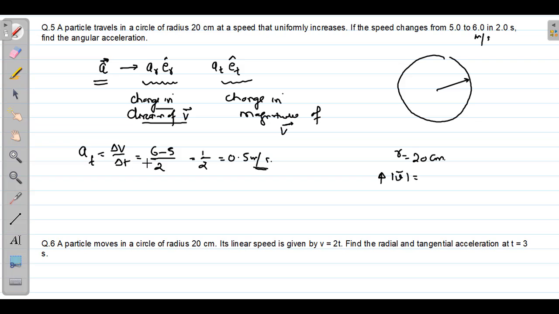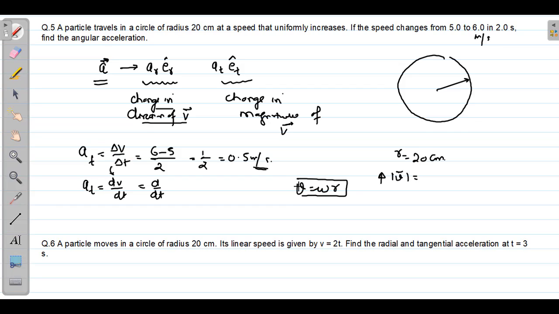The question asks, what is the angular acceleration? The tangential acceleration a_t equals dv by dt in the limiting case, and it is equal to d by dt of v. We know v equal to omega r.